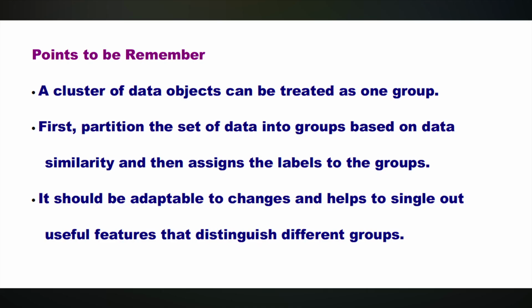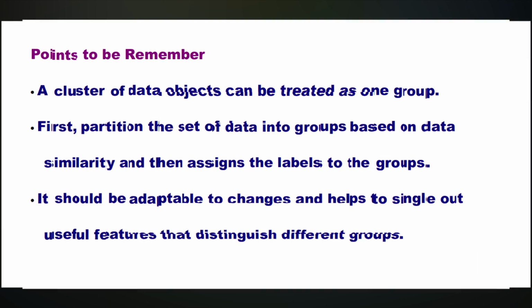Let me summarize the important points. A cluster of data objects can be treated as one group. First, partition the set of data into groups based on data similarity and then assign the labels to the groups. It should be adaptable to changes and help to single out useful features that distinguish different groups.